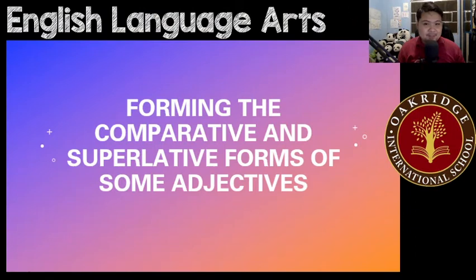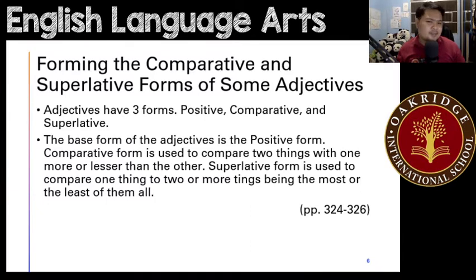Our topic for today would be forming the comparative and superlative forms of some adjectives, alright? So there are three different forms of adjectives. They could be either in the positive, comparative, or superlative form. What are these and how are they used?